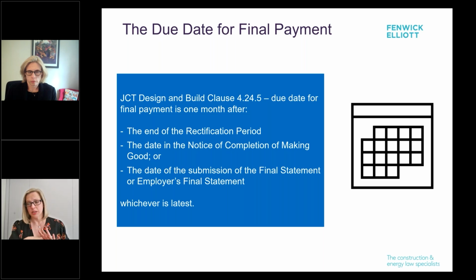Under the standard building contract, the timings are slightly different. Under clause 4.26, the final certificate should be issued no later than 2 months after the latest happening of the same event, so 1 month longer. And the due date for final payment will coincide with that monthly period for the issue of the final certificate.